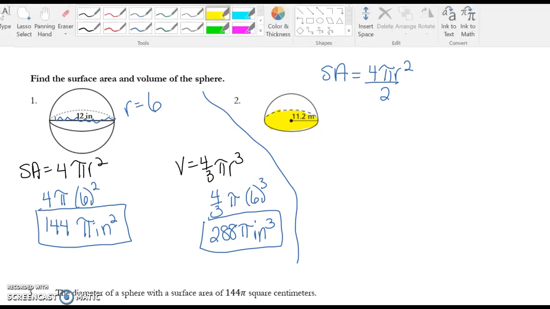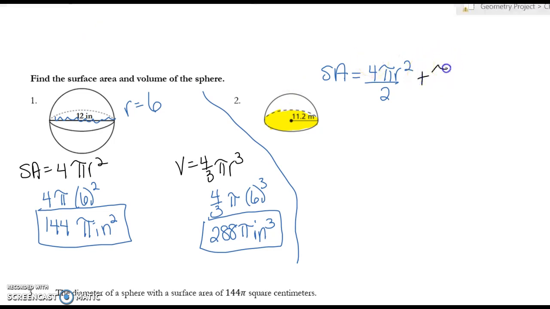And so I'm going to have to add the circle, which is pi r squared. So this is a more complicated thing. I don't want you to try and memorize it. I want you to look at the picture and understand what's going on. Because I had half of a sphere, I take half of the surface area. But then I also have to add this base, and this base is that pi r squared.